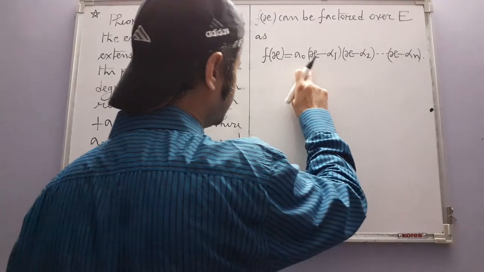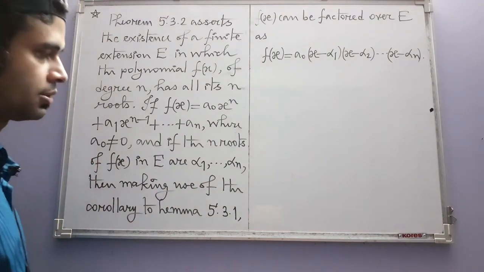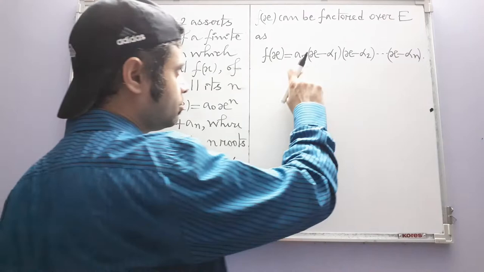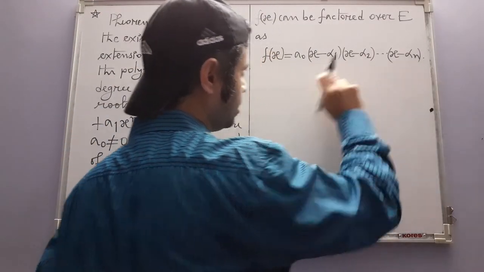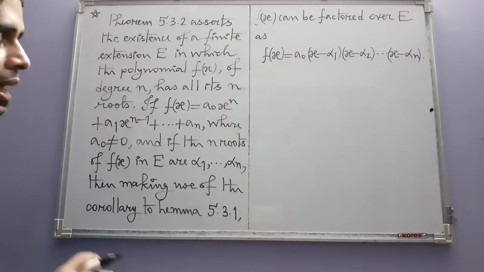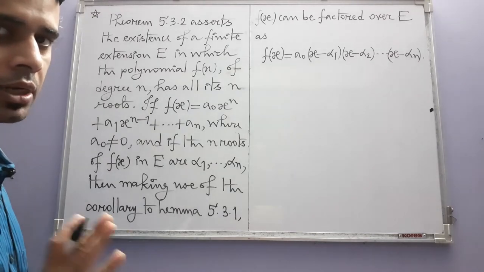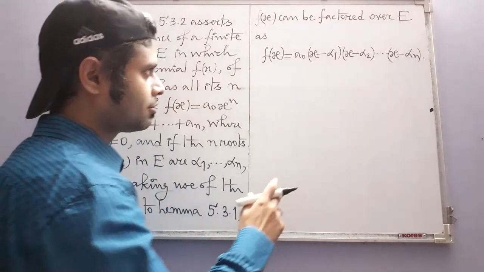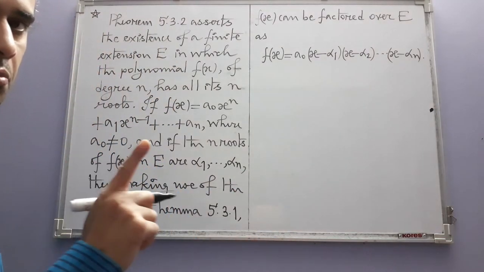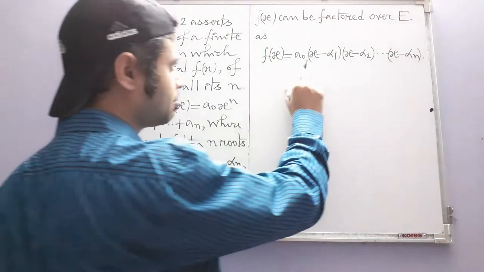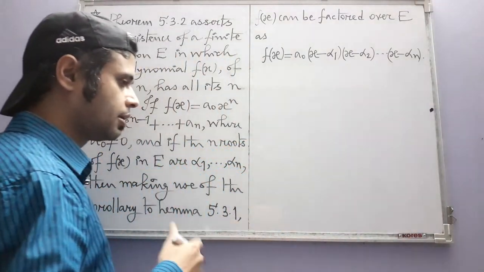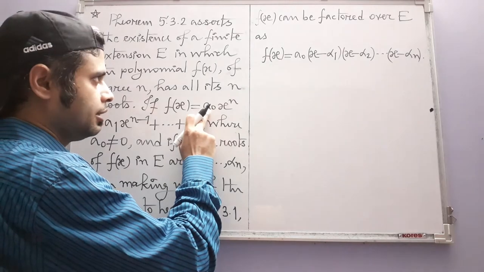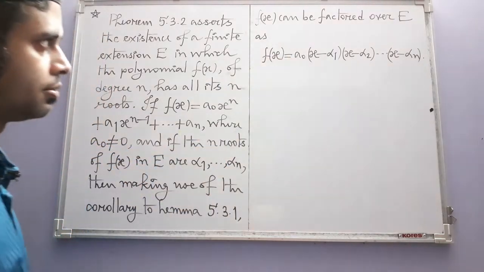You can imagine why this a naught is coming outside. Because if you multiply these linear polynomials, ultimately after completing the multiplication, you will see that the coefficient of x to the power n is 1, because all these are monic polynomials, so their product is also a monic polynomial. So in order to get a naught, we have a naught here.